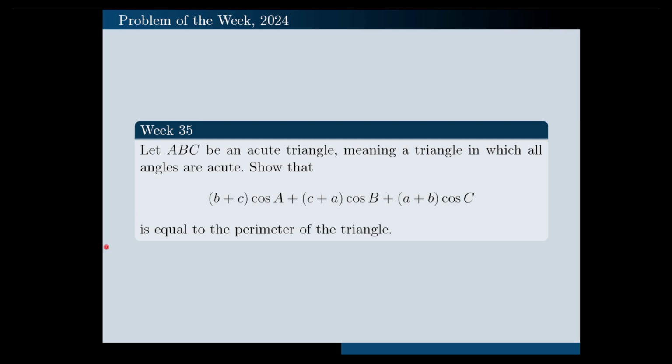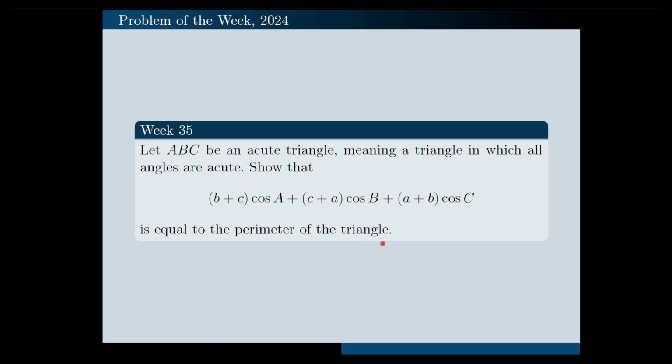Hello, in this video I'm going to solve the following problem for you. Let ABC be an acute triangle, meaning a triangle in which all angles are acute. Show that this expression, (b + c) cos A + (c + a) cos B + (a + b) cos C, is equal to the perimeter of the triangle.